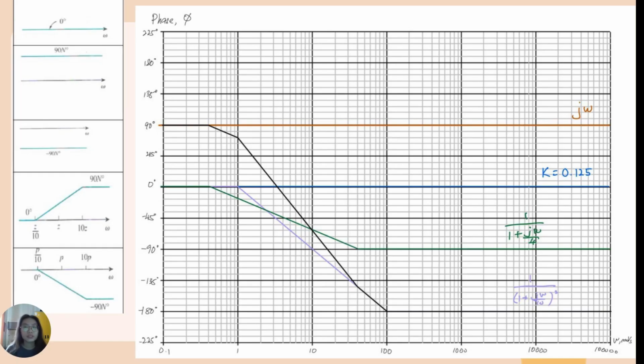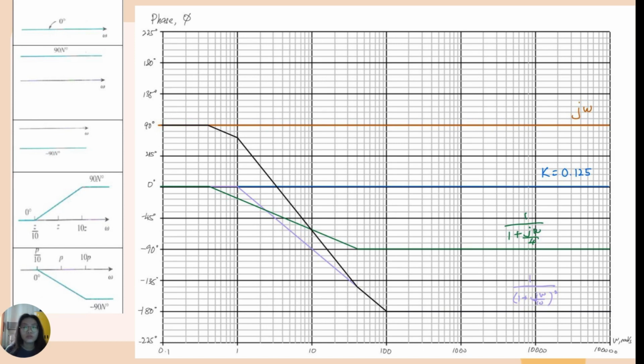First, the first factor is gain k, so we can refer to the table's first column. We just draw a straight line at 0 degree, which is the blue one. The second factor is j omega. From the table we can see we draw a straight line at 90 degree, which is the orange color in the graph.